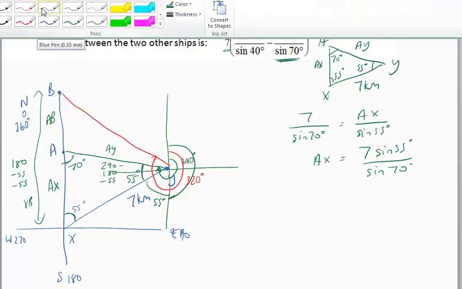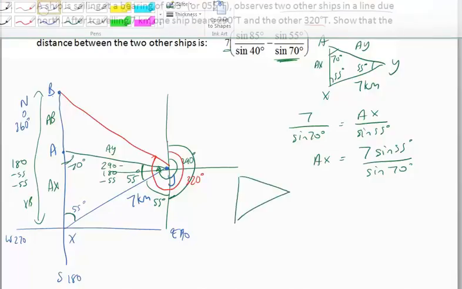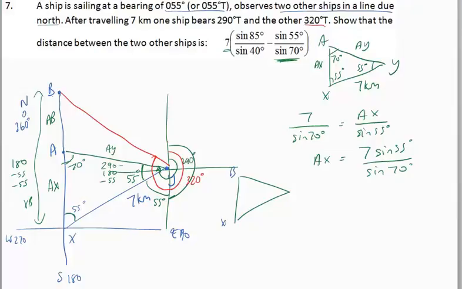So now if we look at our next triangle, we're going to look at our triangle BXY. We have 55 degrees here. So now for this part, we've got to find our angle size there. So we know that this part is 55 degrees. And then this part on this side is 320 degrees minus 290 degrees, which is 30 degrees. So our whole angle size here will be 55 degrees plus 30 degrees is equal to 85 degrees.